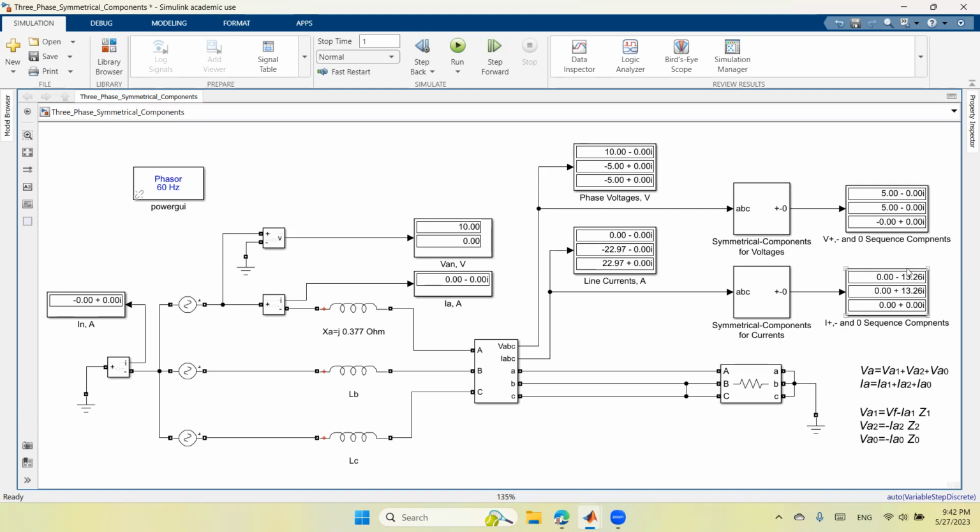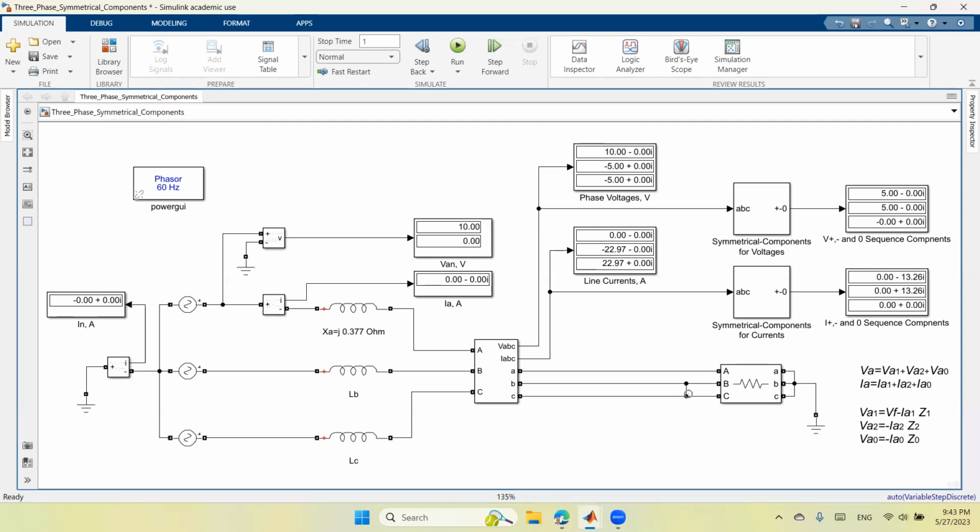What we see also, if you add all these symmetrical components, you should have IA. So 0 minus j13, 0 plus j13, 0 plus j0 will sum up to 0, which is the current in A. So in this model we saw the symmetrical components in different conditions, which are open circuit condition, load conditions, three-phase fault, single line to ground fault, double line to ground fault, and line to line fault.